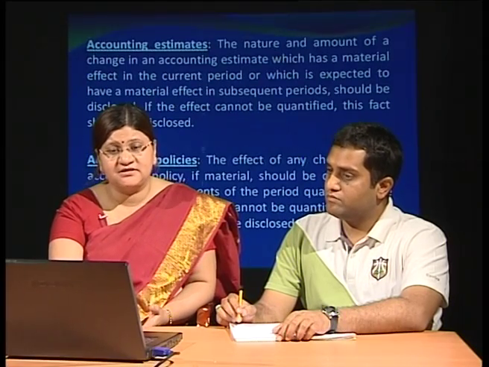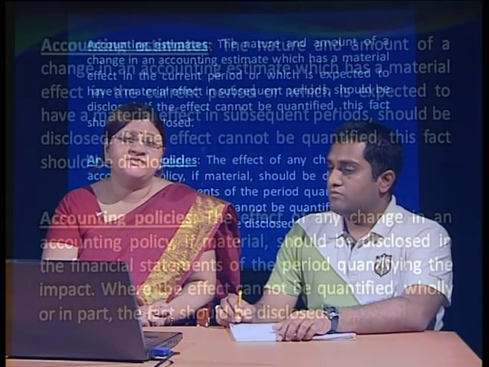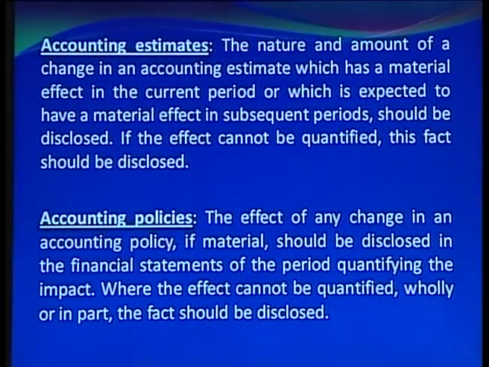Now, next one is accounting estimates. There is a big difference between accounting estimates and accounting policies. Let us understand what we mean by accounting estimates. Accounting estimates have been defined under AS5 in this manner. The nature and the amount of change in an accounting estimate which has a material effect in the current period or which is expected to have a material effect in subsequent periods should be disclosed. If the effect cannot be quantified, this fact should be disclosed.